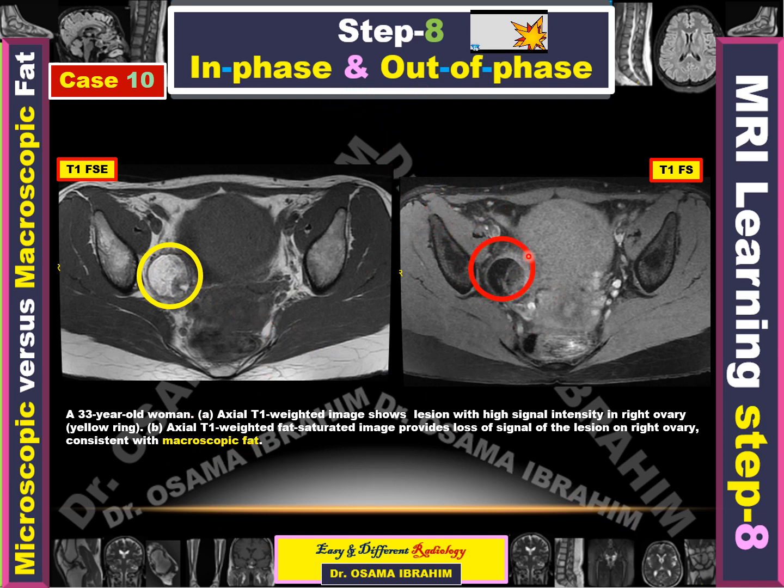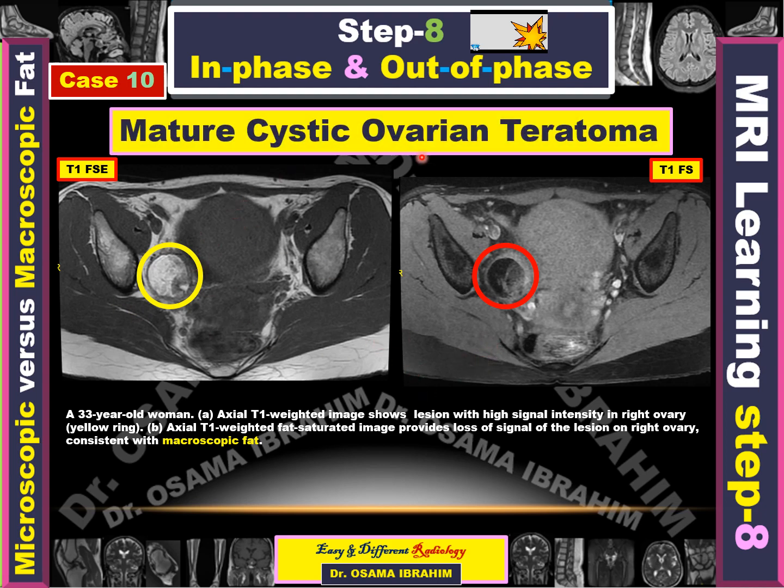What is the site of the lesion? Right ovarian or right adnexal region, representing mature cystic ovarian teratoma or dermoid cyst, as the lesion has macroscopic fat due to suppression in the fat suppression sequence.